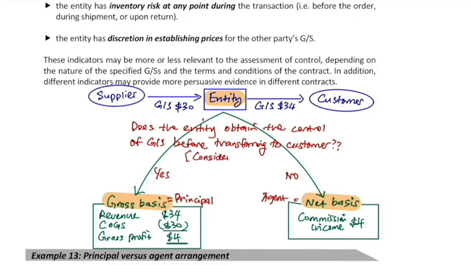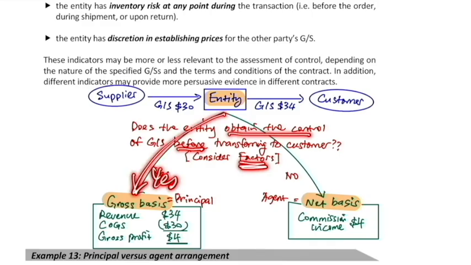We have to consider the factors given under FRS 15. There are three factors that we must consider. Does the entity obtain control before it transfers to the customer? After we consider the three factors, if it concludes that yes, you obtain control, then the entity is a principal. Principal accounts for revenue based on gross. If the answer is no, then it's an agent. Agent accounts for revenue based on net commission basis.